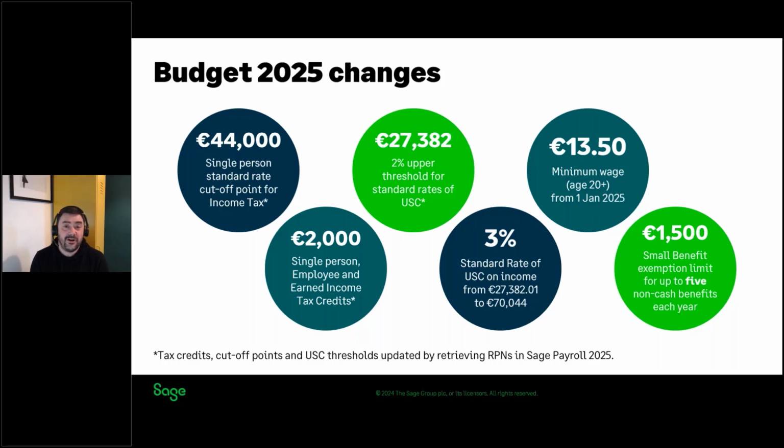And it's worth mentioning the change to the small benefit exemption. So in 2025, you'll now be able to provide up to 5 small benefits, an increase from the current 2, with a combined value of no more than €1,500. You can process your small benefits through payroll if needed. Covered that in part 1 to do your ERR submission.